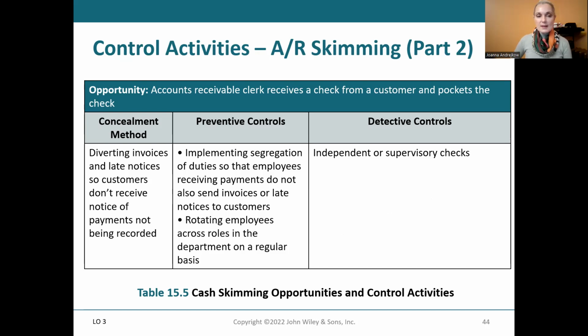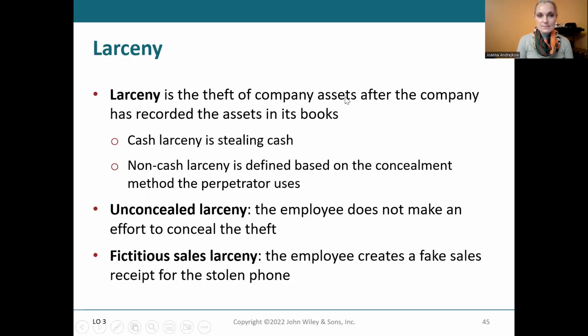Another thing that can be done is to divert invoices and late notices so the customer doesn't receive notices of payments not being recorded. So a prevention control to do, once again, is segregation of duties so that the employees that send invoices don't also send late notices, rotation of employees, and then you might need independent or supervisory checks to make sure that these notices are going to the right address.